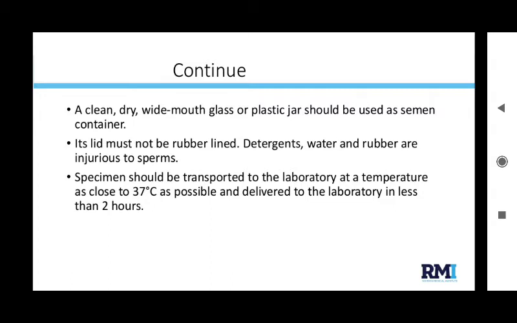The specimen should be transported to the laboratory at a temperature as close to 37 degrees as possible and delivered to the laboratory in less than 2 hours. This is very important, temperature maintenance, because as we have already seen, the viability of sperms is highly sensitive to temperature changes. So that is why it is mentioned. If it has to be transported to the laboratory, there should be close maintenance of temperature at around 37 degrees.